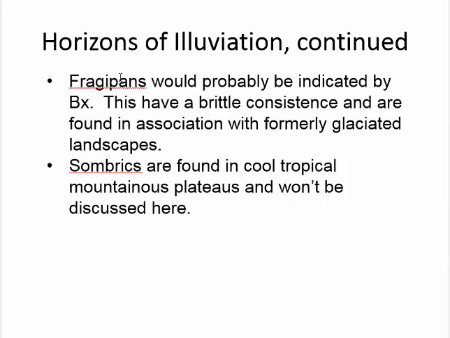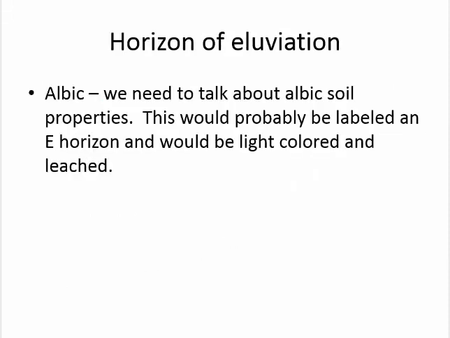Finally, for horizons of alluviation, we also have fragipans, which would be indicated by BX morphologically. And fragipans have a brittle consistence, and they're oftentimes found in association with formerly glaciated landscapes. Sambric horizons, as I mentioned briefly before, are found in cool tropical mountainous plateaus. They're accumulations of humus, and they won't be discussed here any further. They're pretty rare for our purposes.